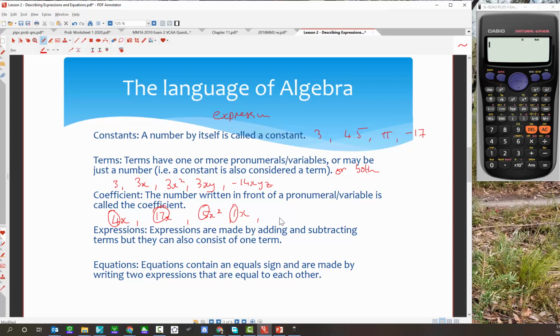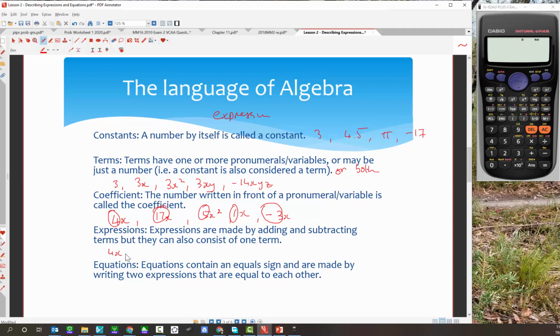Now note that if your term has a negative sign in it, for example, negative 3x, our coefficient in this case here will be negative 3. I only want to talk about this very briefly because negative numbers form the basis of the first unit of work in Year 8. So I don't want to get too far into that, but I do want to introduce that concept.